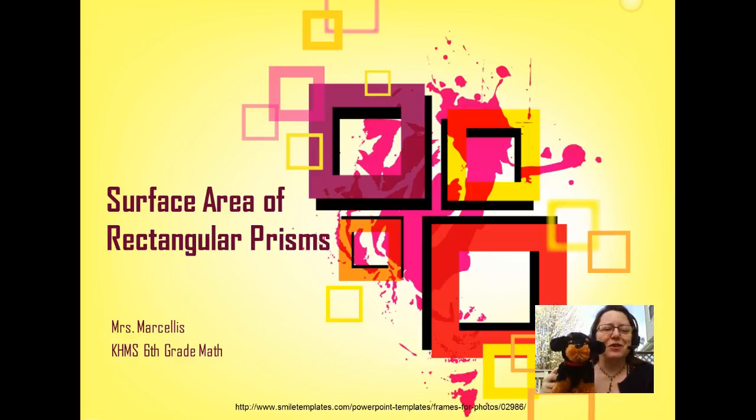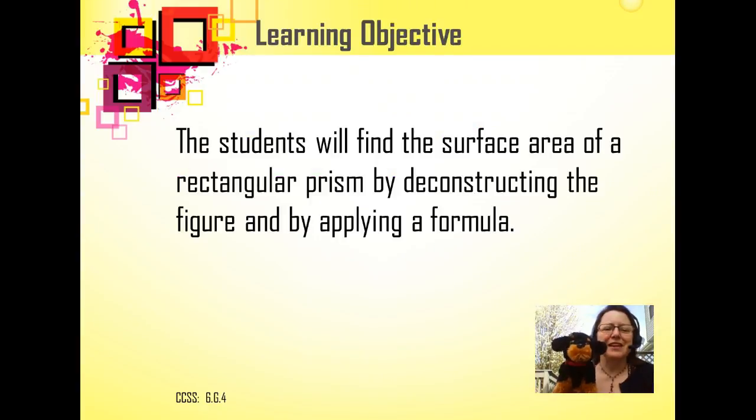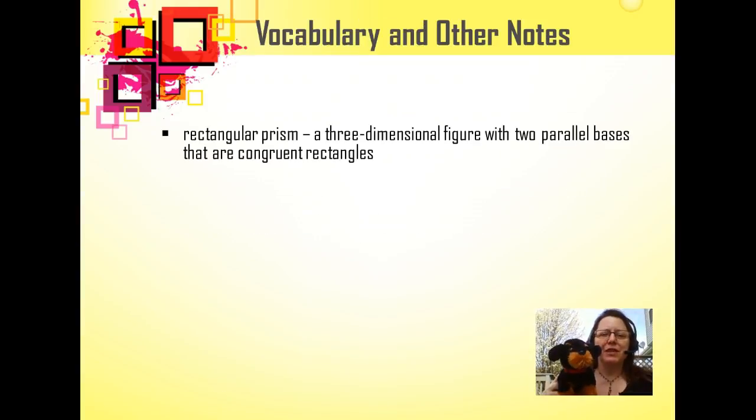In this lesson we're going to find the surface area of rectangular prisms. Today's learning objective is, students will find the surface area of a rectangular prism by deconstructing the figure and applying a formula. Before we proceed with calculating surface area, first there's some important vocabulary we need to know.